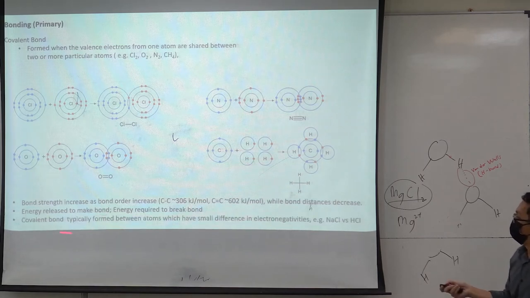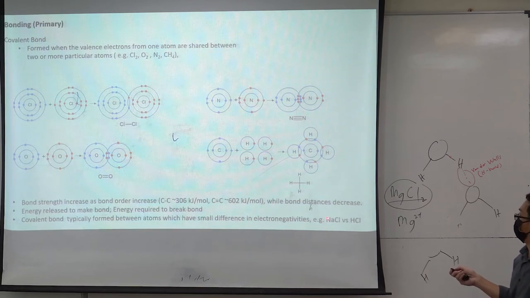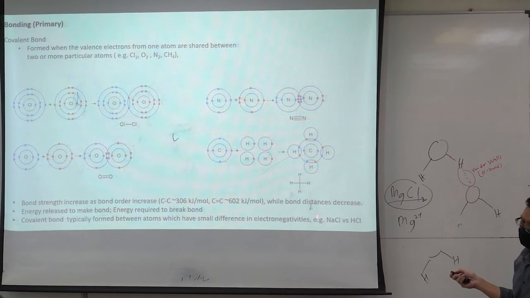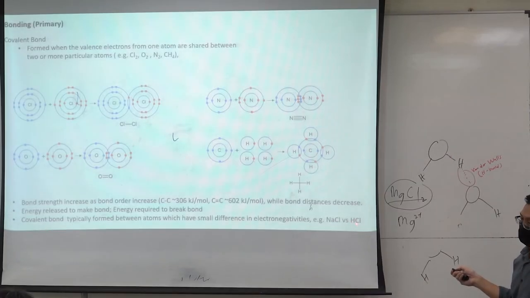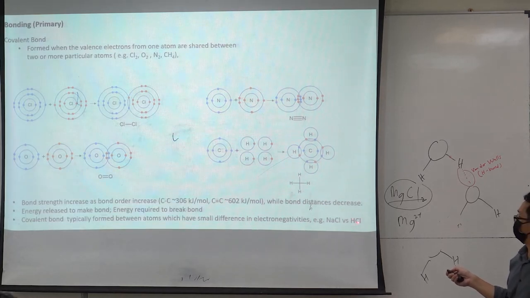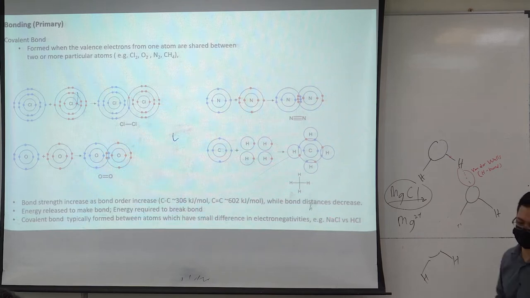Okay, covalent bonds typically form between atoms which have a small difference in electronegativity. For example, before this, we talked about sodium chloride, which is an ionic bond. Now, this hydrogen chloride is more or less the same thing, but this is different. This is covalent. Hydrochloric acid is covalent. This one is ionic, the one that we learned before.